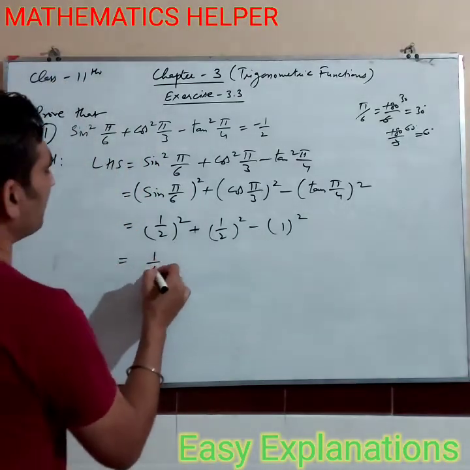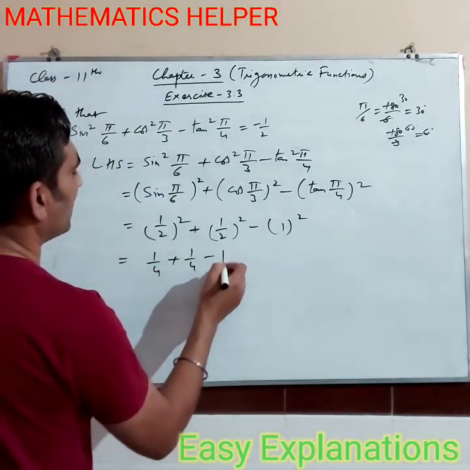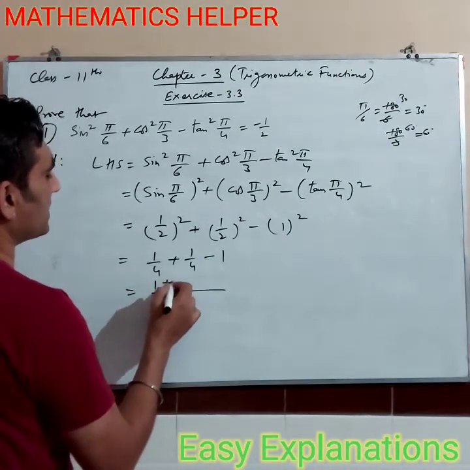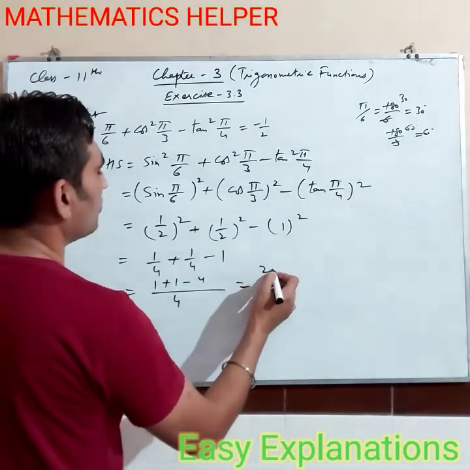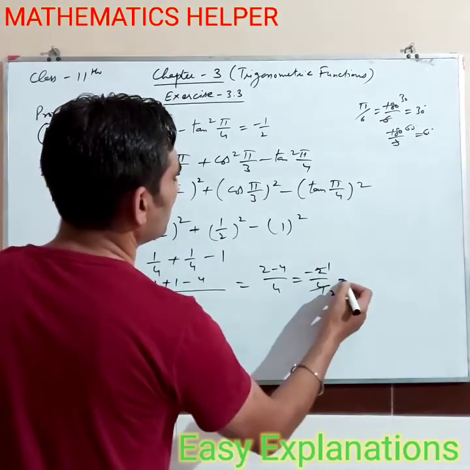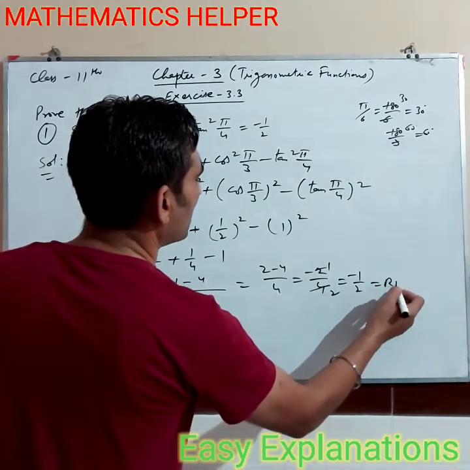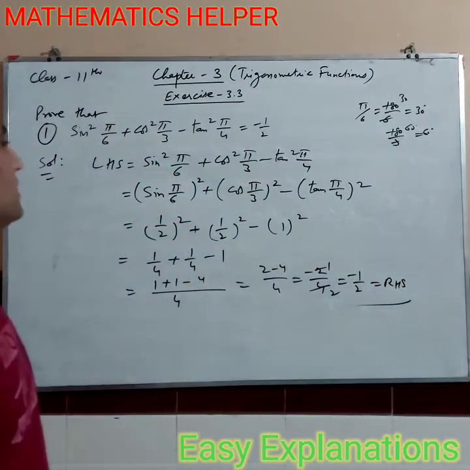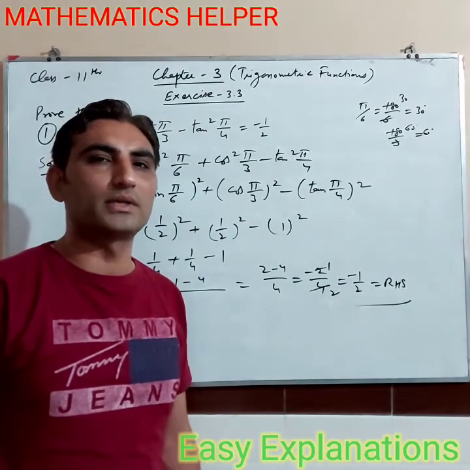So it is 1 over 4 plus 1 over 4 minus 1 square, 1. Or when you take the LCM, LCM is 4, so 1 plus 1 minus 4, or 2 minus 4 over 4, which is minus 2 over 4. After cancellation, you will see the answer is the same as the right side of the equality. This was question number 1. Next, see what is given in question number 2.